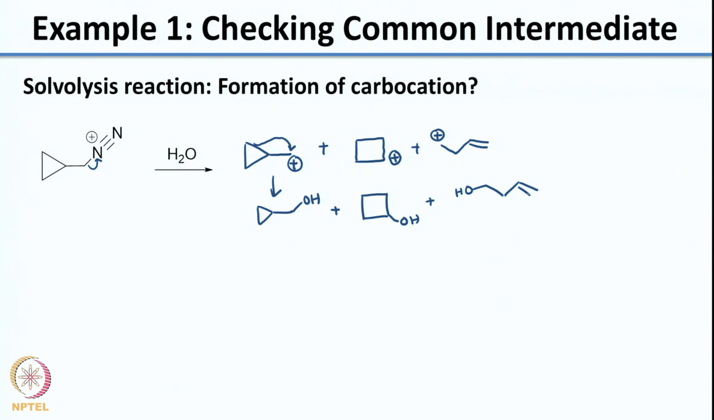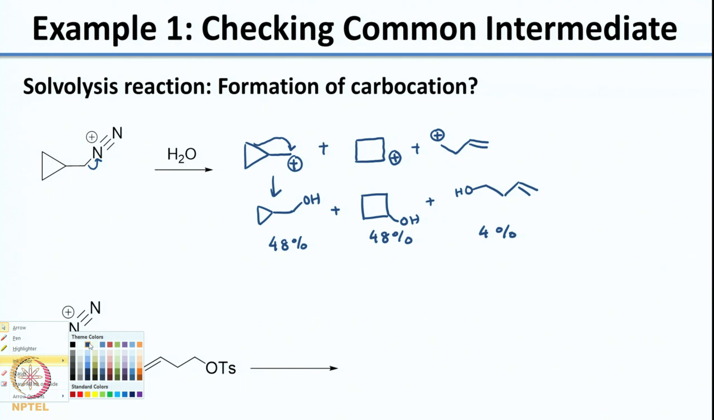Now, does this actually take place? What is seen is that you observe all these products. Now, we were talking about checking a common intermediate. So now suppose I use these two reactants. Now I am starting with cyclobutane with a diazonium salt attached, or we are taking the open tosylate. Now both of these would generate the corresponding carbocation.